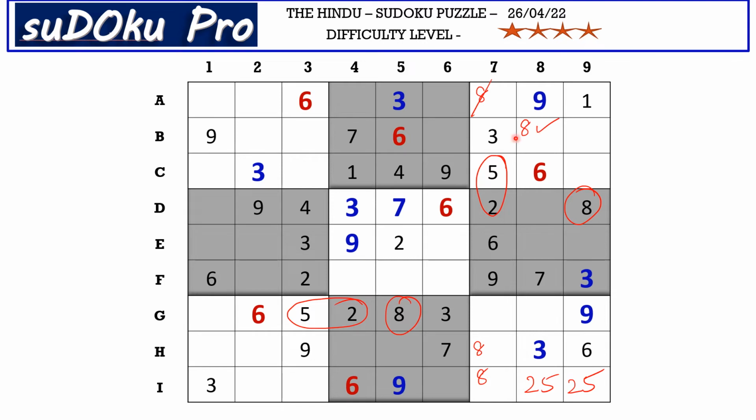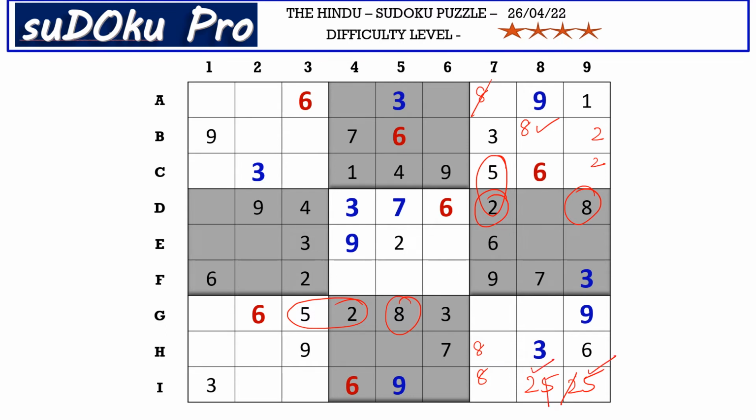Now there is a 2 here in column 7 which blocks this cell. So 2 has to be in one of these two cells, which naturally means that I9 cannot take 2 here. So I9 takes 5 and I8 takes 2.